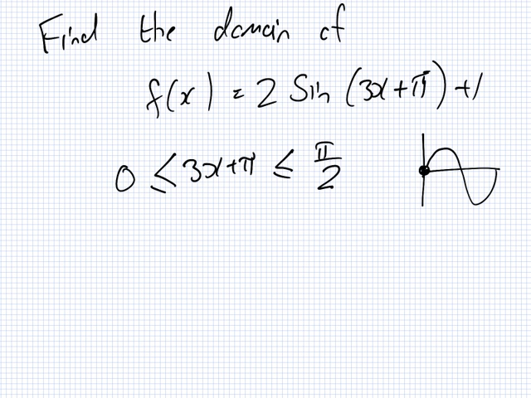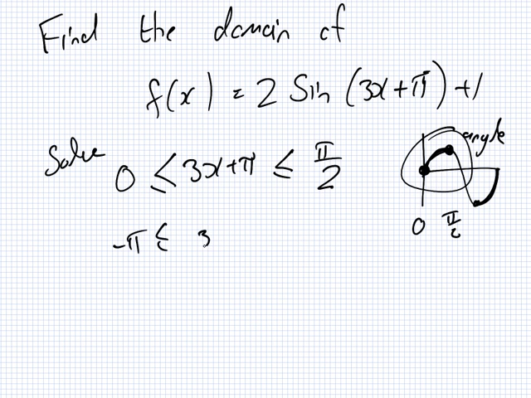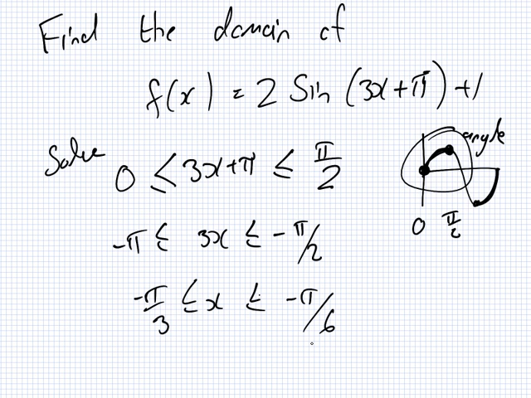You only want to go from here to here for your angle. Or I suppose here to here as well. But this is the one. So that's 0 to pi over 2. And then you just have to solve this. So that's minus pi less than or equal to 3x less than or equal to minus pi over 2. So minus pi over 3 less than or equal to x less than or equal to minus pi over 6. That's the domain.